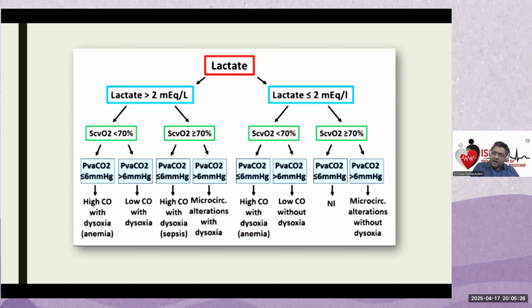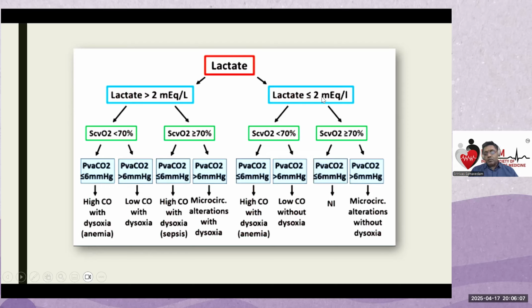So if you look at lactate as your beginning point of resuscitation, which most of us do, let us look at how you can use lactate to get into this algorithm. So you have a patient whose lactate is more than 2. That means you're suspecting there is shock. So you look at the SVO2. If the SVO2 is less than 70, you look at the AVCO2 delta. If the AVCO2 delta is less than 6, you are looking at anemic hypoxia. A high lactate with a low SCVO2 and a high CO2 gap means low cardiac output. So this is how you can use your lactate as a starting point.